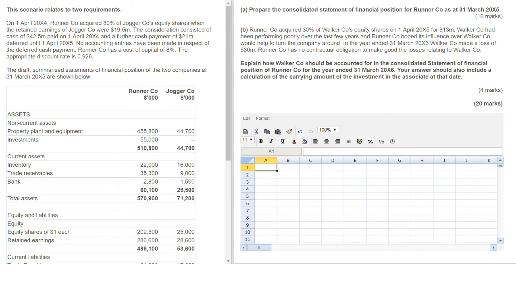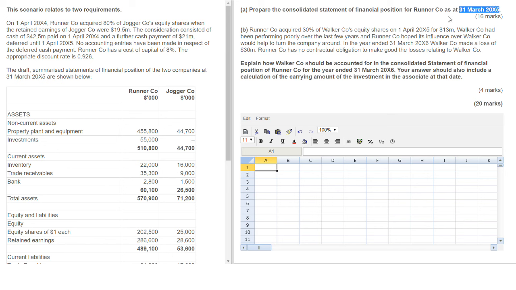So as with all of these questions, I think the first thing to do is to go through and read the requirements first. Pretty straightforward in terms of the requirement for part A, nothing unusual there. Prepare the consolidated statement of financial position. So we know that we're looking at assets, liabilities and equity for Runner Co, so Runner must be the parent within this arrangement, and you've got a year-end date, is it the 31st of March 20x5, okay?